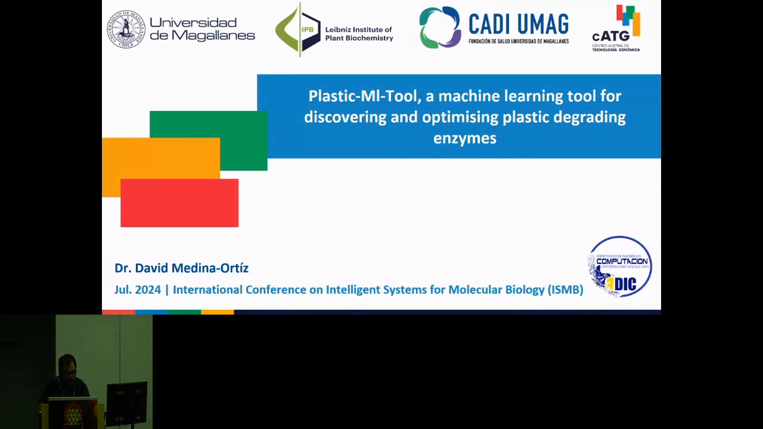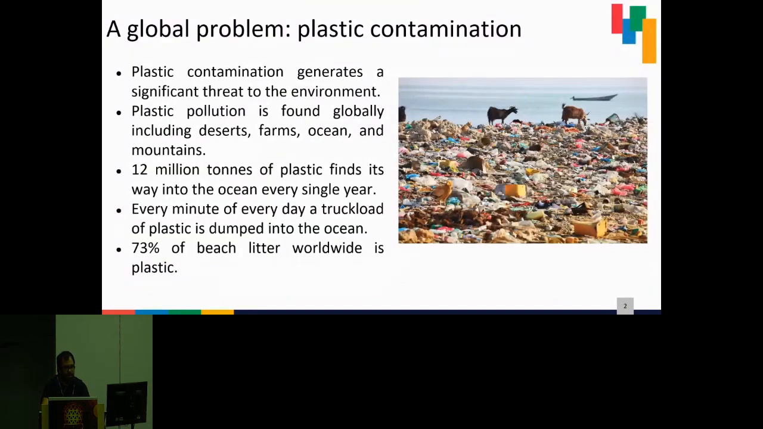So, for context, we have a very global problem right now: plastic contamination, which was explained by the previous speaker. We have found this problem in mountains, deserts, farms, and a lot of different landscapes. Some statistics: 12 million tons of plastic find their way into the ocean every single year. Every minute of every day, a truckload of plastic is dumped. And 73% of the litter in the world is plastic.